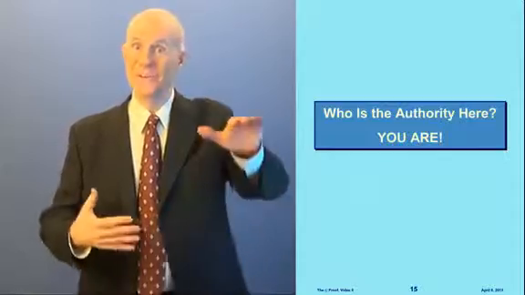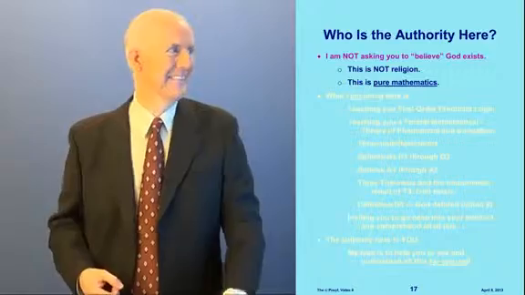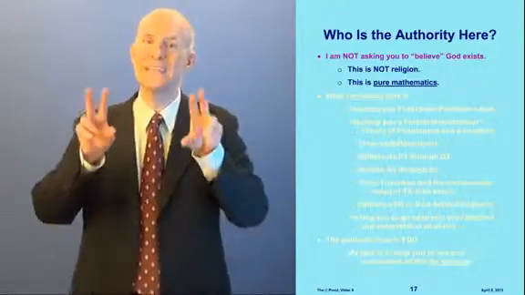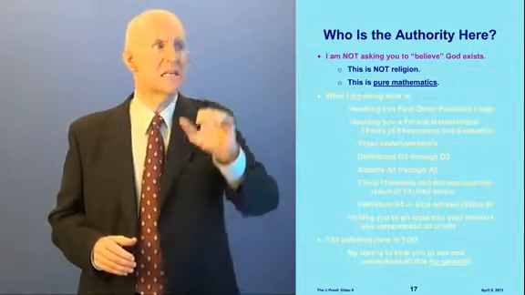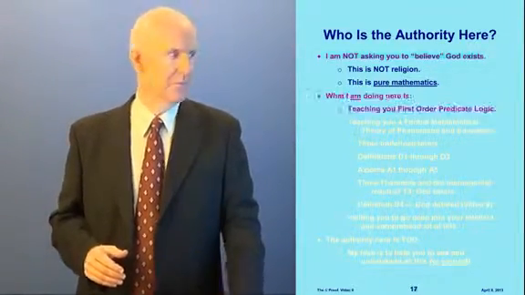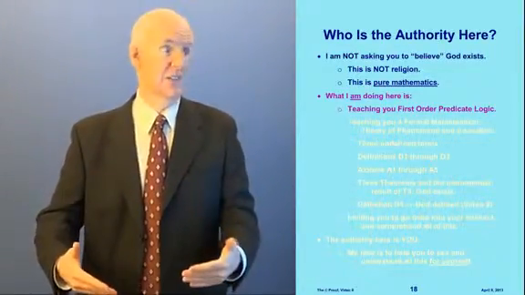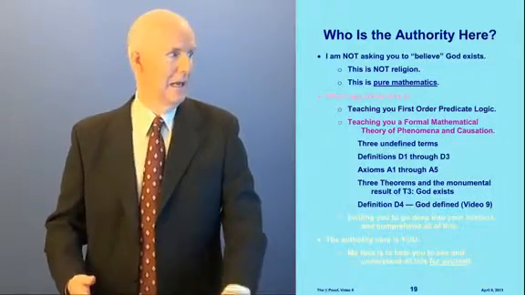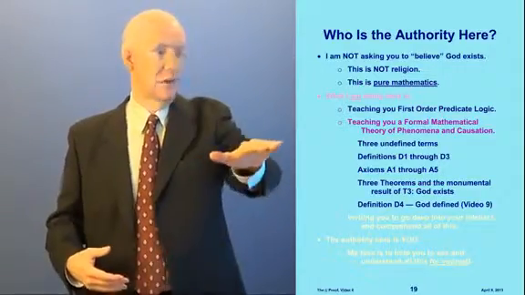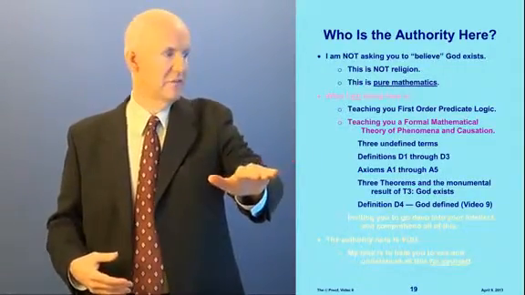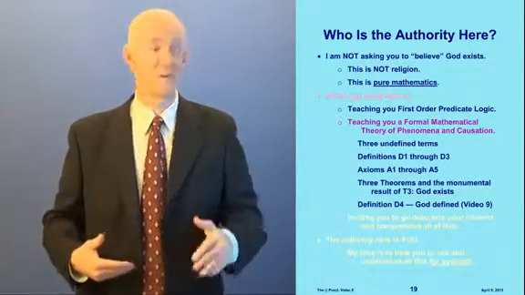So now, let's talk about who the authority is here. This is where we are in our outline. Now, I am not asking you to believe that God exists. This is not religion. This is pure mathematics. What I am doing here is I am teaching you first order predicate logic. Actually, I already taught it to you. And I'm teaching you a formal mathematical theory of phenomenon and causation. We have 3 undefined terms, 3 definitions, and 5 axioms. We've been through all of that. And 3 theorems, and the monumental result that God exists.